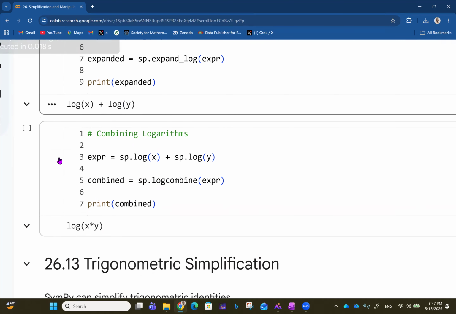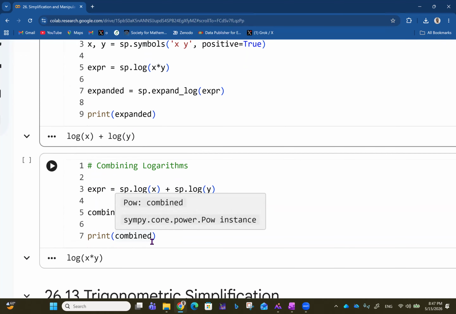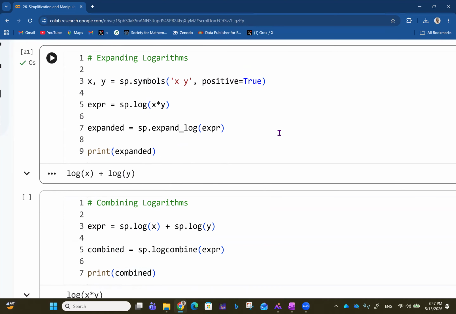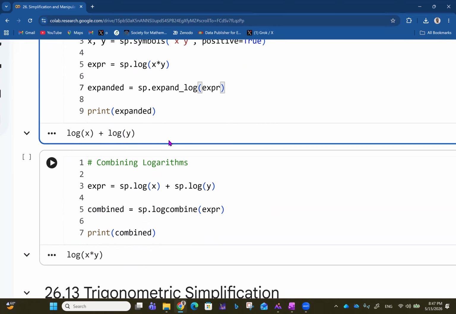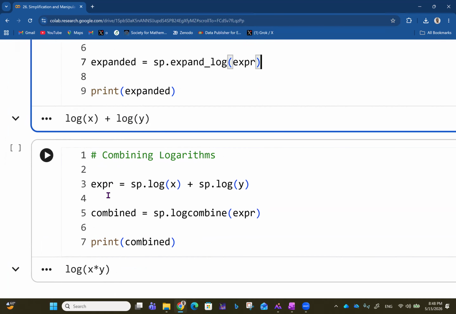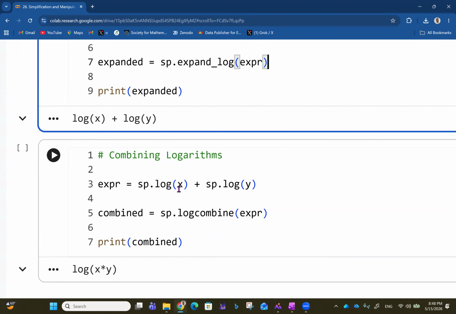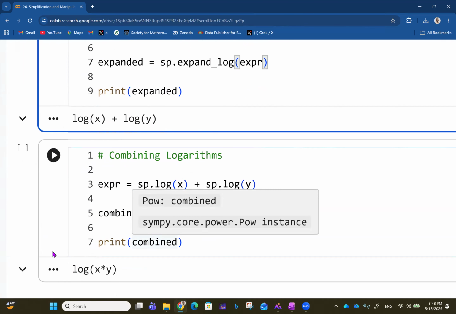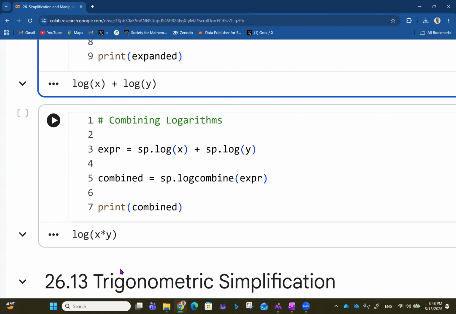And then we move on to combining logarithms. So just like you can expand logarithm, you can combine it. So for this same result now, if the expression is sp dot log x plus sp dot log y, of course, log x plus log y to the same base is going to be log xy to that base. So here now you have the combined, now be sp dot logcombine expression. So if you print the combined expression, you then get log x times y, like that.